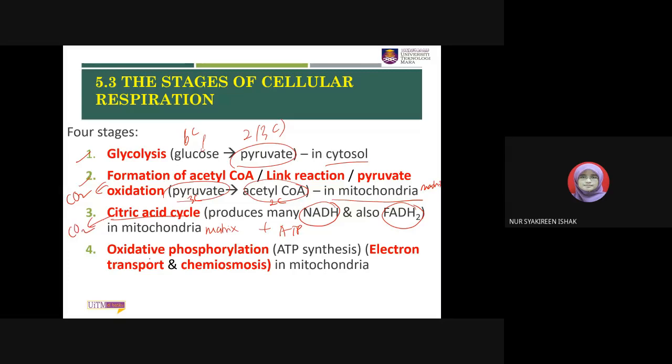For the last one, oxidative phosphorylation, it involves the actual synthesis of ATP molecules. This stage involves the electron transport chain and also chemiosmosis. The ETC is embedded in the cristae. Chemiosmosis involves the movement of hydrogen ions across the membrane, from the matrix into the intermembrane space, and from the intermembrane space back into the matrix through ATP synthase, and ATP synthase will synthesize ATP molecules.